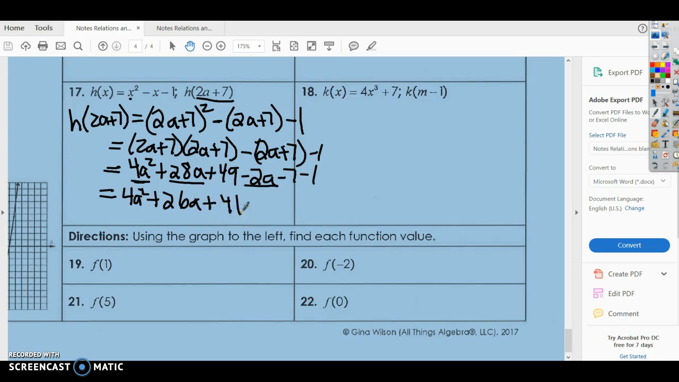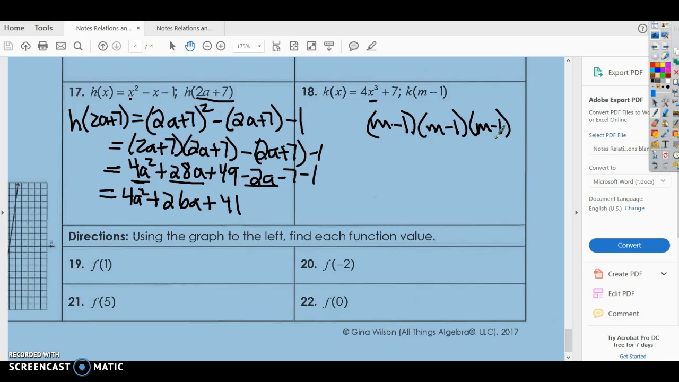Okay, so number 18 is going to be the same way, except over here where it says x cubed, you're going to do m minus 1 times m minus 1 times m minus 1. So it's going to be a lengthy process there. And then you'll have to do all of that and then multiply it by 4 and then add 7. Okay? All right, so getting through the notes so you can get started on your assignment.